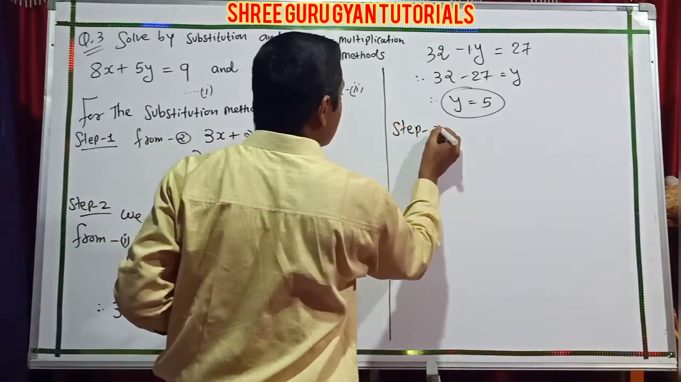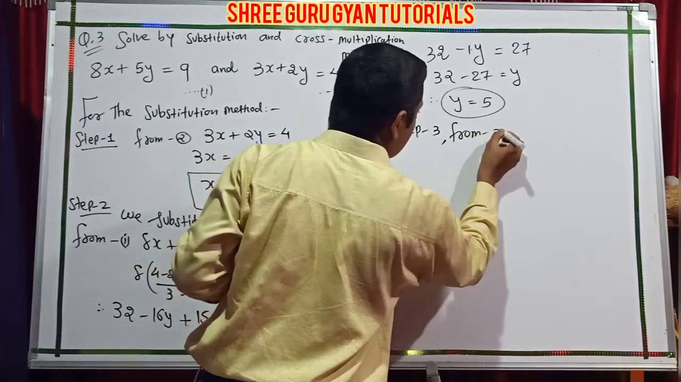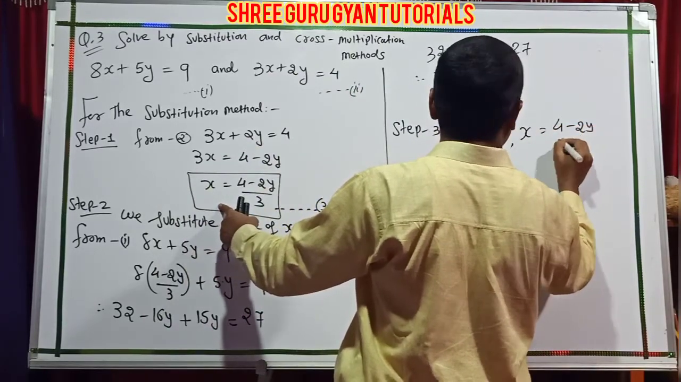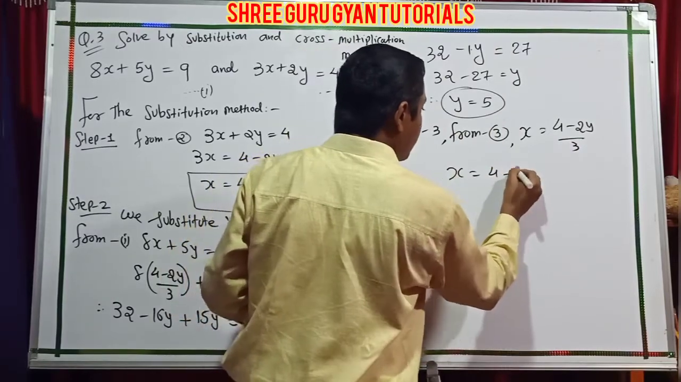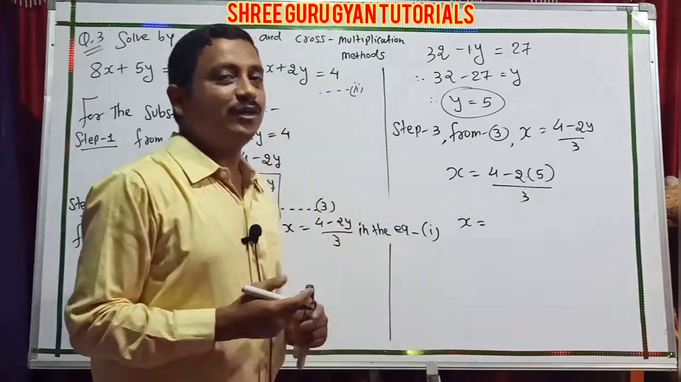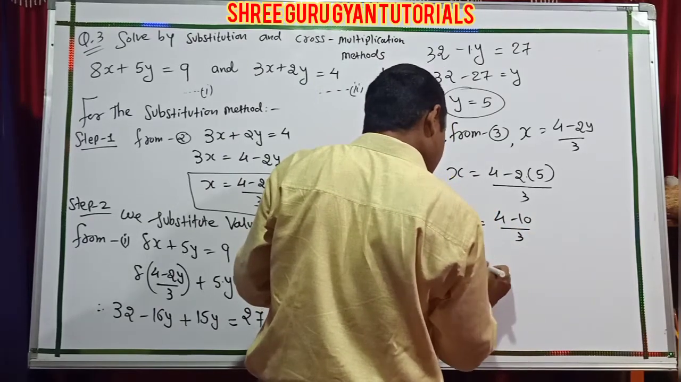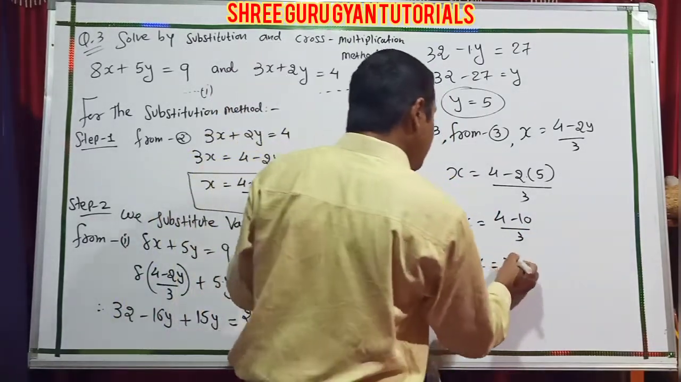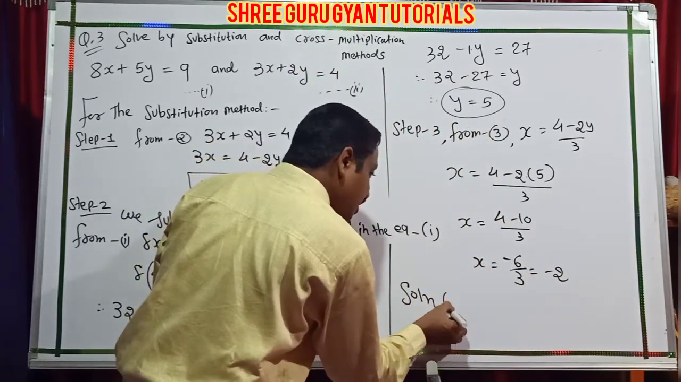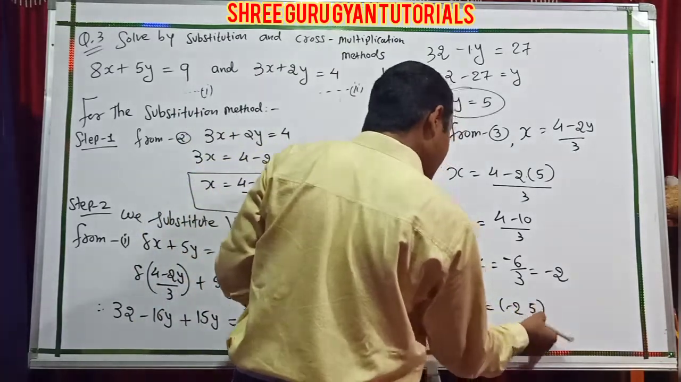Now step 3. What is your step 3? From equation number 3, x is equal to 4 minus 2y by 3. Apply that value, y is 5. It's very simple calculation. 5 2s are 10 by 3. How many? 4 minus 10, minus 6 by 3, which is minus 2. It means my solution is done. x comma y is minus 2 comma 5.